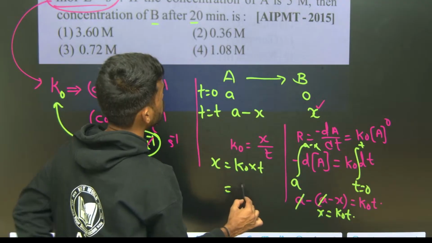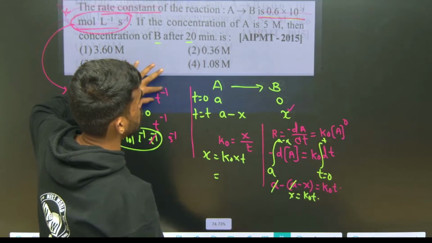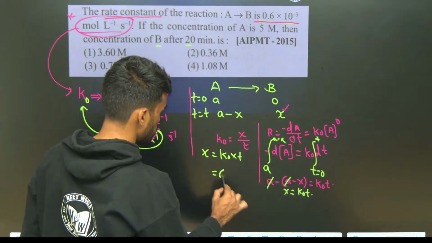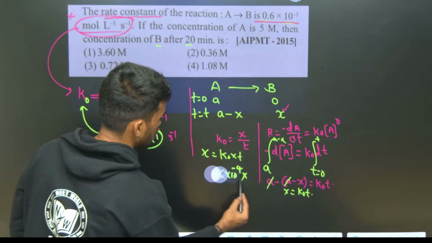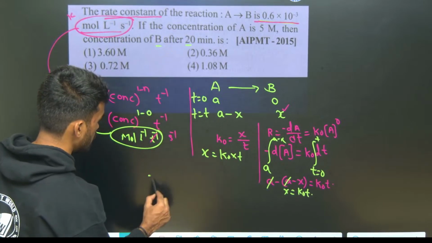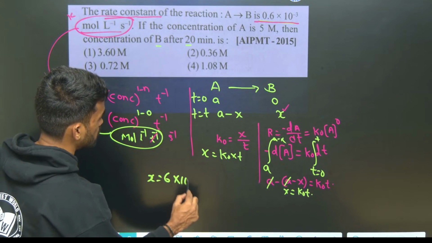See, K naught is how much given? So K naught, the rate constant, is given as 6 into 10 power minus 4. I can write it. Okay, yeah. So what is the units of that rate constant? See, I am writing X equals to 6 into 10 power minus 4.